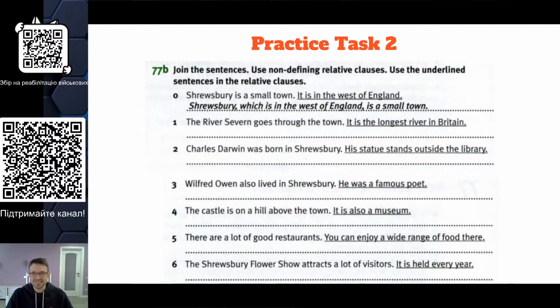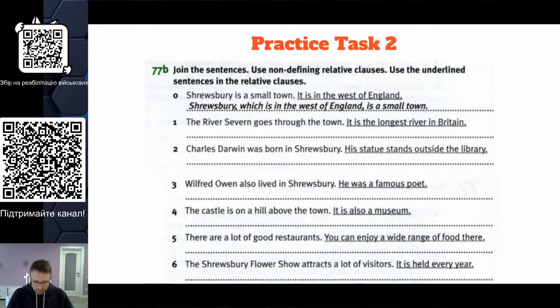Now, number 5, this is not exactly a tricky one, but it has a small potential to get wrong. So here we should have: there are a lot of good restaurants, comma, where you can enjoy a wide range of food. So here we're talking about a place in this situation, because we have "you can enjoy a wide range of food there." We're referring to the place. When we have words like "there" or "here," it's about the place. And so we use "where" to connect the sentences.